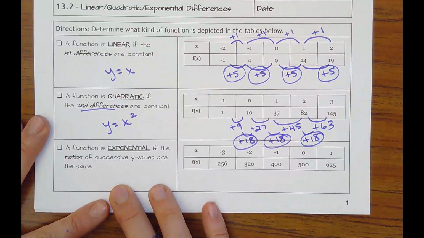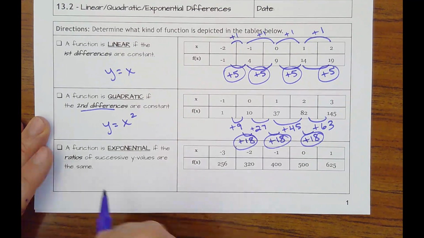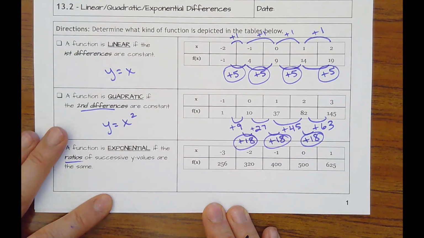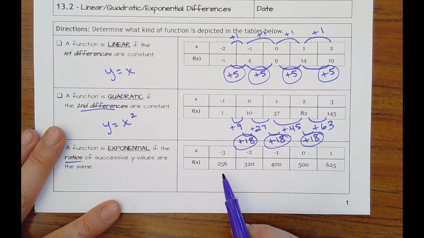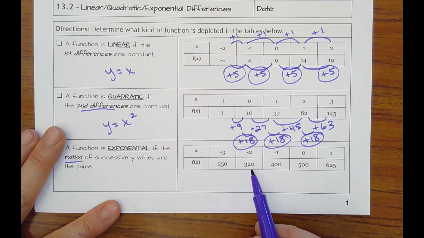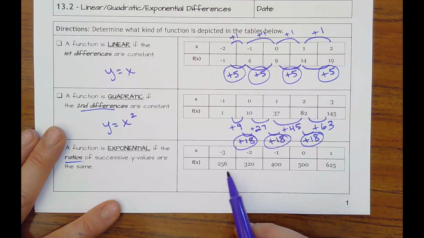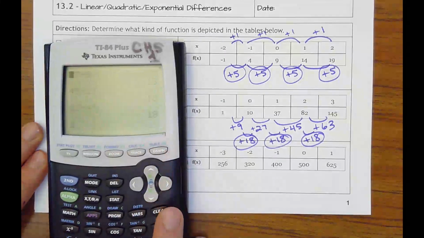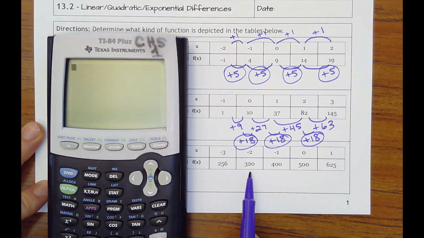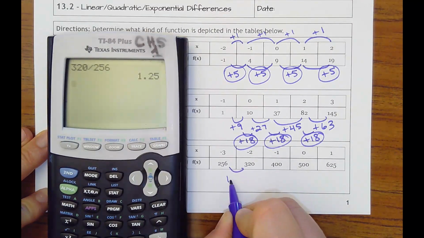Okay, and then last but not least, a function is exponential if the ratios of the y values are the same. So we're looking at the ratios because this, I can't tell what 256 times something is 320, but I definitely know I'm not adding the same number. So I know it's probably exponential. So remember, you want to take a term, divide by the one before it. So I'm going to take 320 divided by 256. That's a ratio of 1.25.